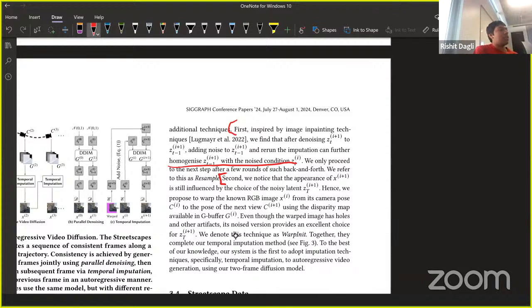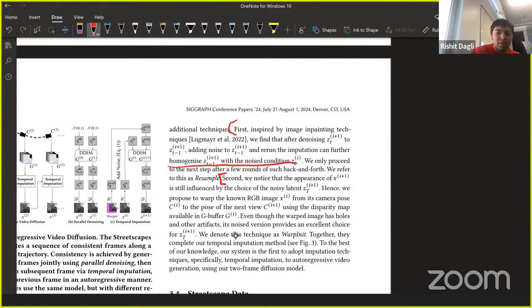then noise the warped image in the noising process. And because you are noising all of it, it doesn't matter if you have weird artifacts or holes or that kind of stuff in the warped image. So you essentially take this noisy warped image and pass it in as conditioning. And this is a really popular technique with most video generation models today. And they also do this.